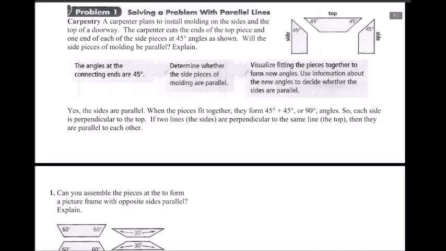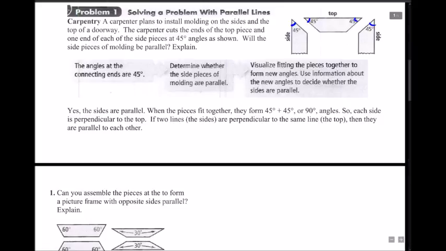Well, this is kind of fun. We are told that a carpenter wants to install molding on the sides and top of a doorway. So this is just putting in a door jamb. And he cuts the ends of the top pieces and the sides at 45-degree angles. So let's look at our diagram here. We have 45, 45, 45, 45. And I can mark them all congruent because they have equal measures.